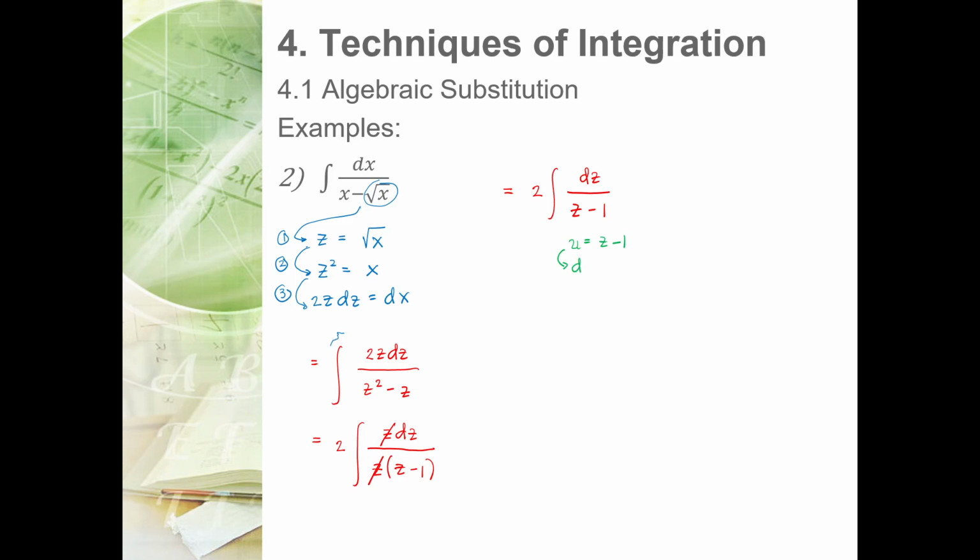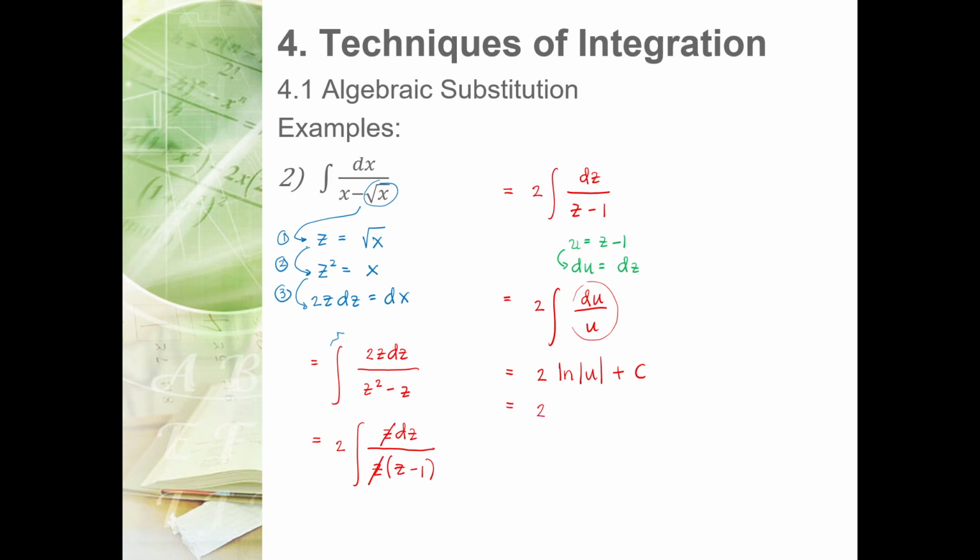Getting the derivative, this becomes dz. So notice that every term can be expressed as a new variable. So this becomes 2 integral of du all over u. So notice that this one is a basic formula which gives us the integral of ln, right? So this gives us 2 ln u plus c. So of course, this is not yet the final answer.